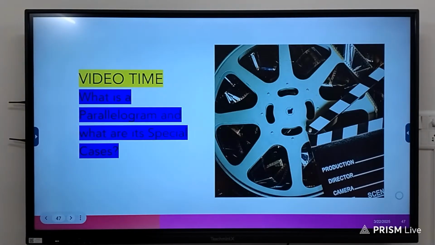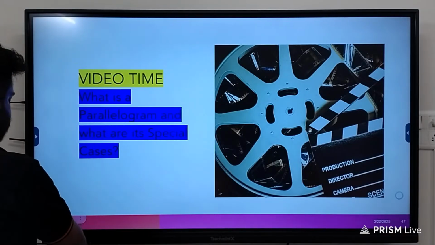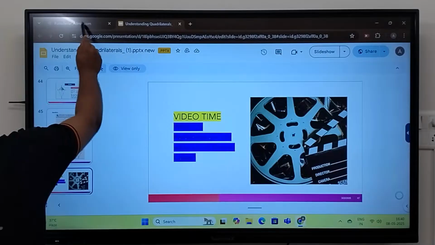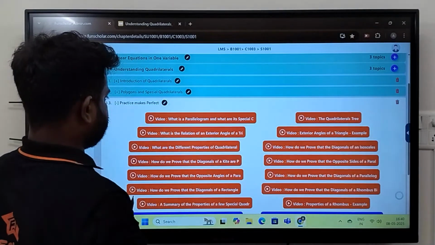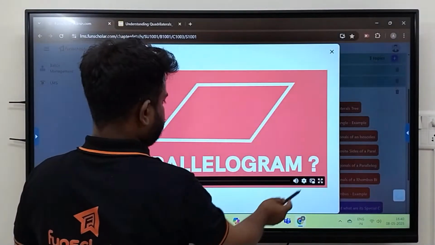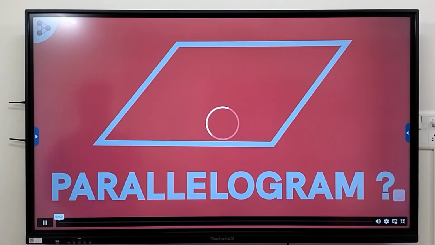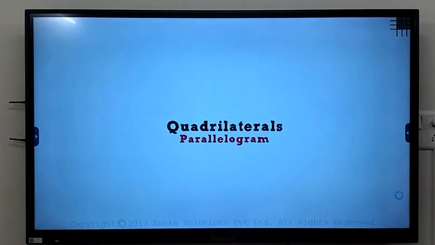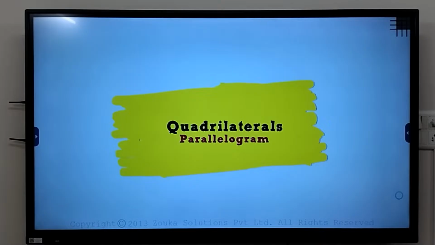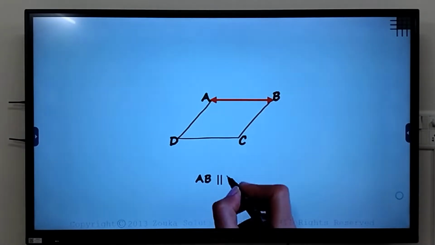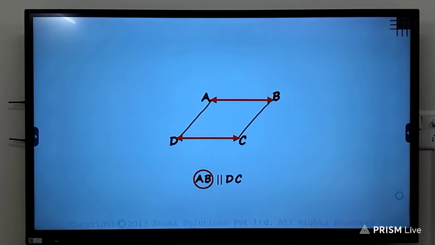Okay. Next, what is a parallelogram and what are its special cases? See that AB is parallel to DC.